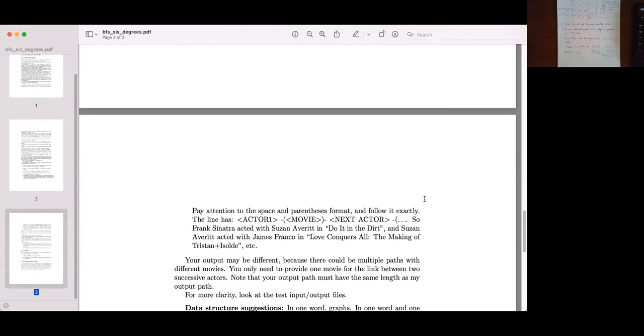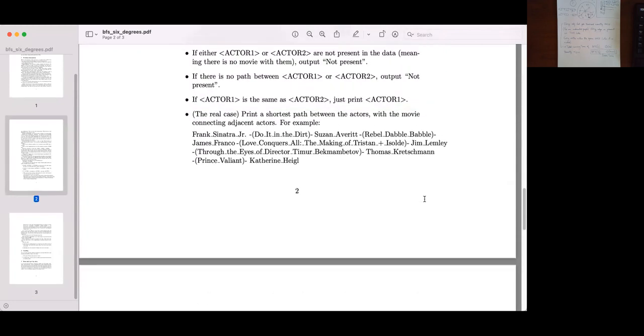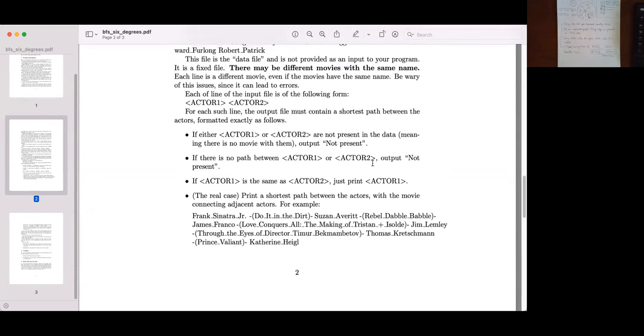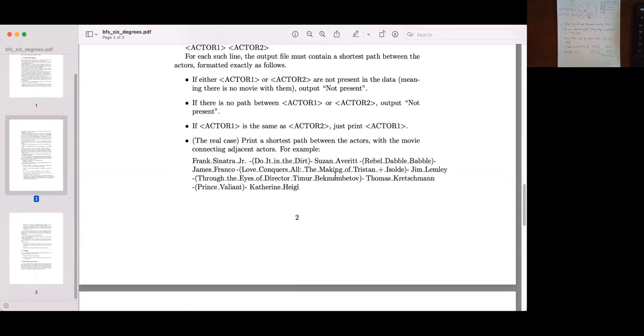Do actors appear more than once? Of course they will, because that's the way that you will connect them. Actors will appear more than once, essentially for every movie. That's the way that you'll find connections. For example, famous names like Katherine Hagel, James Franco, and Frank Sinatra will have acted in many different movies, and for each movie they're going to appear in the credits. Do not try to construct this path without constructing the graph. So construct the graph and do BFS. That's the way to do it.